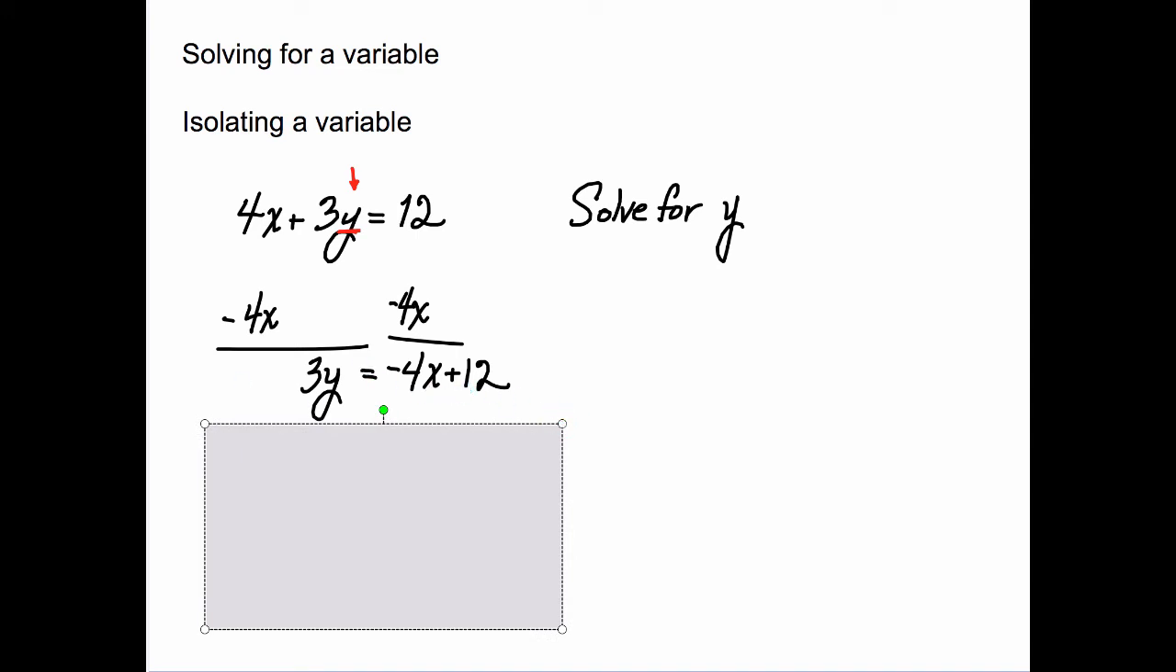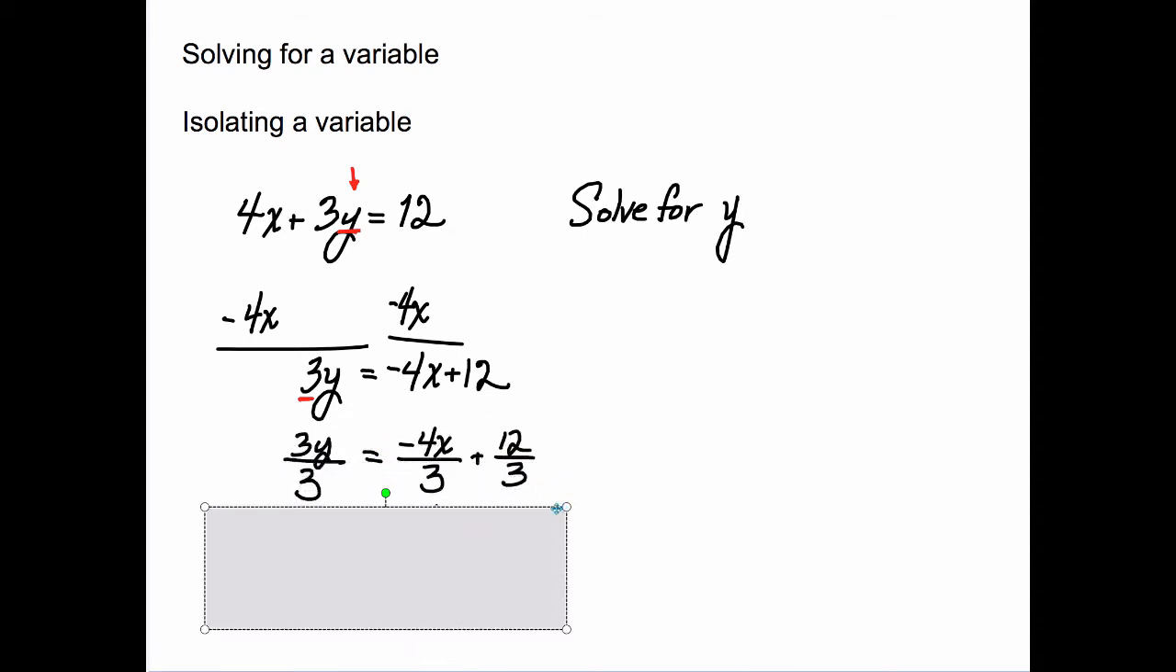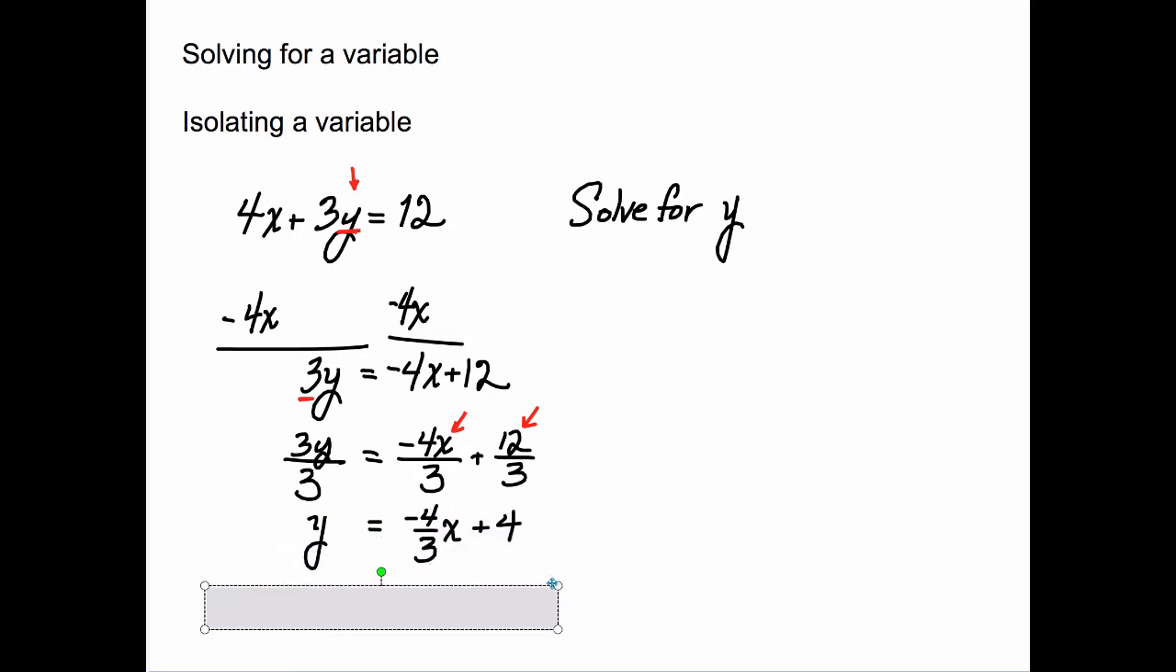The next thing to do is to think about dividing by 3 to get rid of that 3. And if we divide each side by 3, you notice that when we divide by 3, we've got to divide each term by 3 on this side. Okay, so as we do that, we get y equals negative 4/3 x plus 4. And this is the solution. We have now solved this literal equation for y. Now let's look at a couple of other examples.